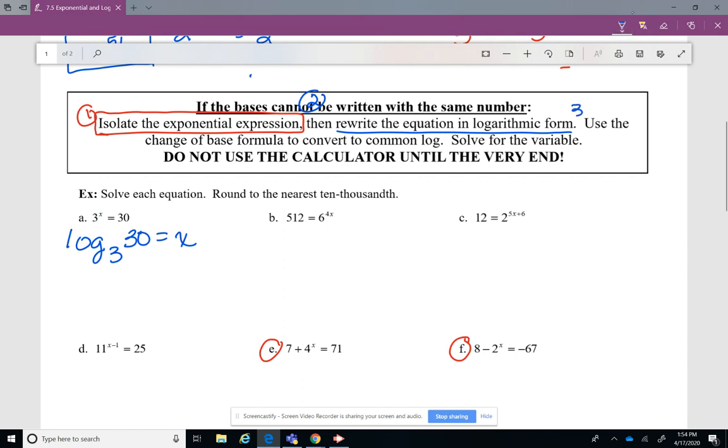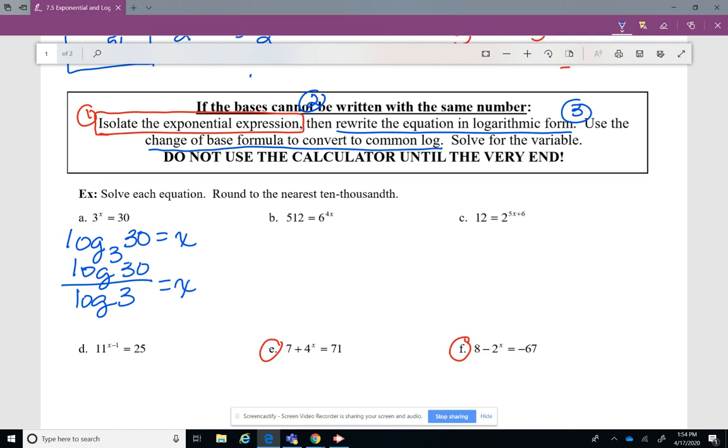Now our third step is we're going to use the change of base formula to convert it to a common log because we want it to be a common log, which is a base 10. That means we can get a real number and we won't have the word log in our problem at all. So we're going to take log 30. It's in the numerator. You take log 3 because 3 is the base and it's always in the bottom basement. Okay, equals x.